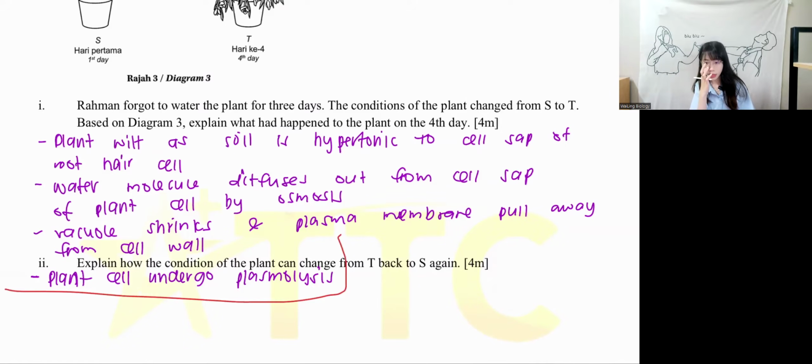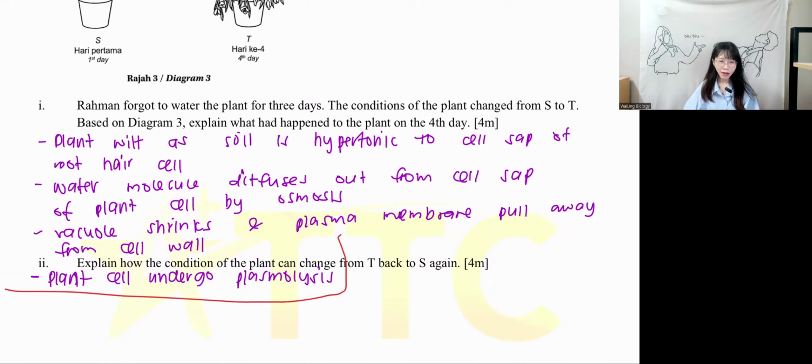Does it mean that the soil will suck out the water? Yeah, the soil will take the water. The water will diffuse into the soil. So the plant wilts because of the soil, not because it drinks the water already. The plant wilts because the water diffuses out from the plant. The plant wilts because the plant loses water.